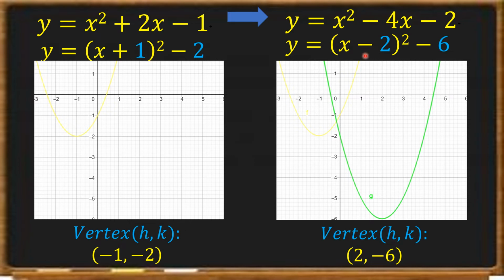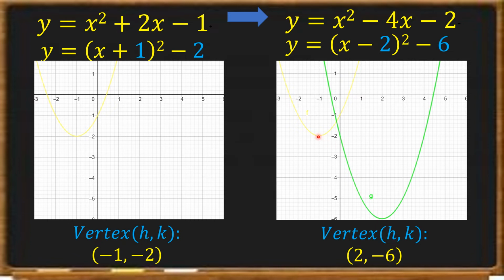So from negative 2, it becomes positive 2 here because that's your h. And then for k, negative 6. So this is the vertex. It's here in the graph. Okay. So using the picture of the graph, we can easily identify the movement.